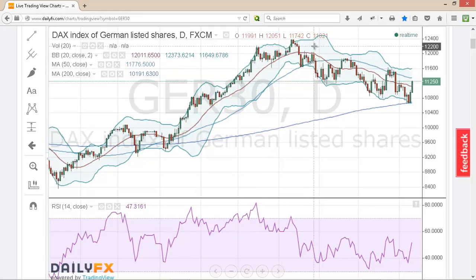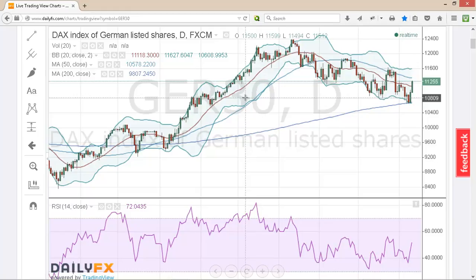So what are these light blue lines? Well, the Bollinger Band works out the average for the last 20 days and also the standard deviation. So the brown line is the 20-day moving average, and these lines are plus or minus 2 standard deviations.